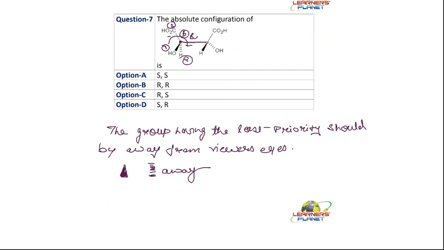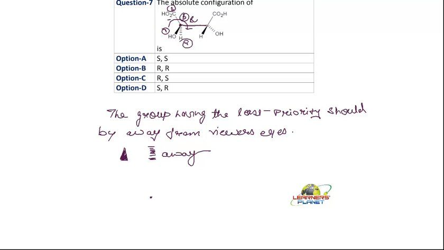Now in this case students, what all groups are there? If I take up this carbon as C, there is R. It is given like this, COOH, and there is a wedge, that is hydrogen, and this dash, there is hydroxyl. Now in this case, what is happening? Your hydrogen is on the plane of the paper and your hydroxyl is at the back side. Now what is the rule? That the group with the least priority should be on the back side.